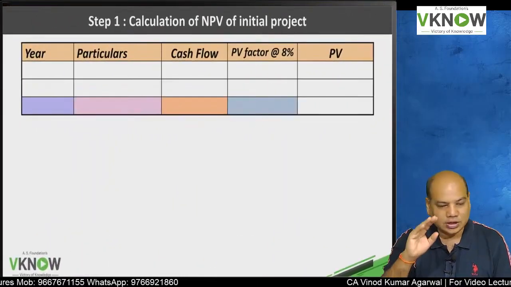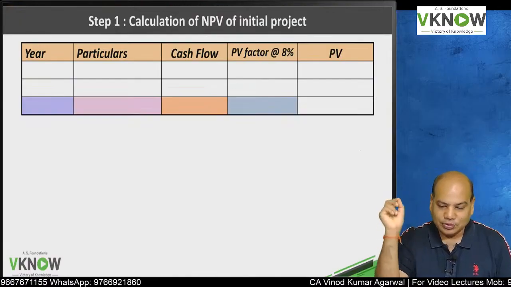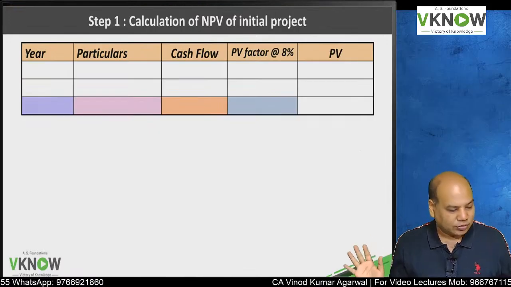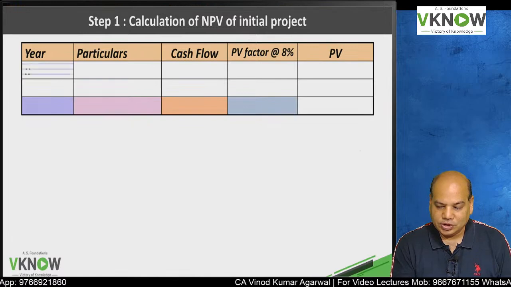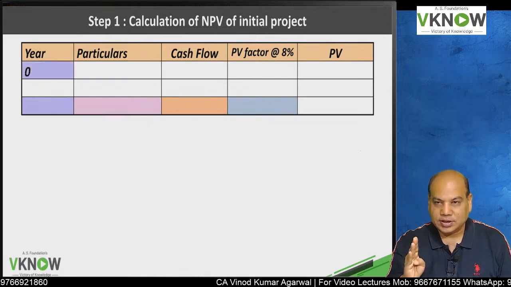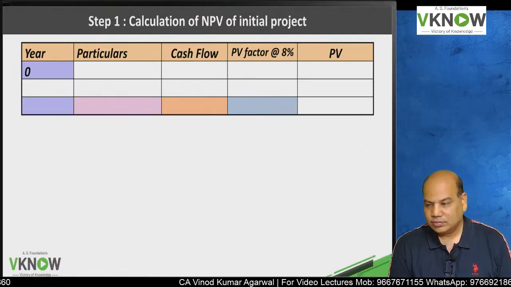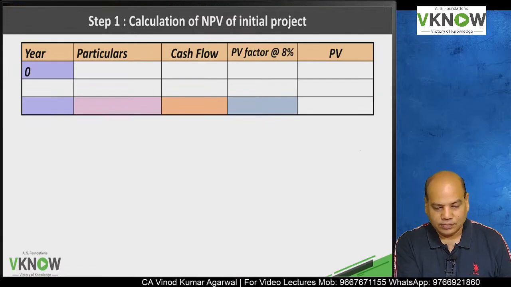So first you write down the answer of part 1. At least 2 marks you will get easily. Calculation of NPV of initial project, like a school level question. NPV of initial project, format is same: year, particular, cash flow, PV factor at 8% and PV. Please solve on your own. Don't wait for copying.